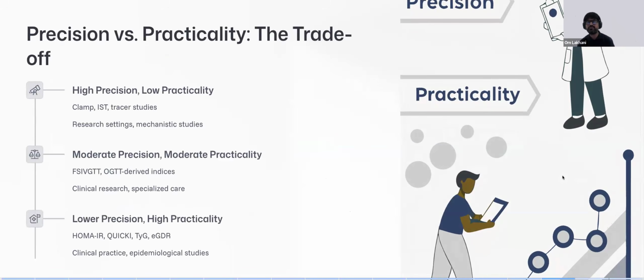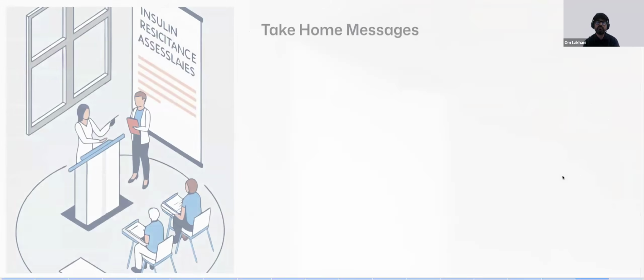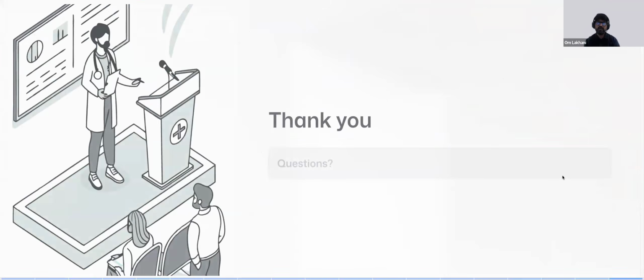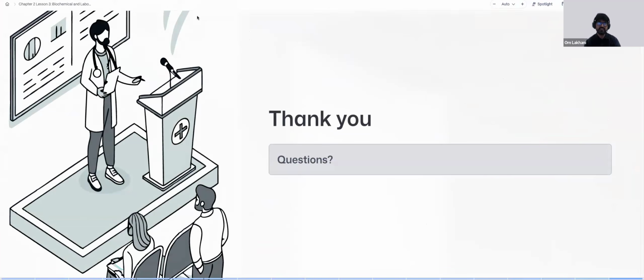So again, precision versus practicality. These tests do give us more insights, but whether they are useful in clinical practice, you have to be very careful. High precision, low practicality are clamp studies and tracer studies. Moderate precision, moderate practicality, I'll say the OGTT based tests. And low precision but high practicality are the eGDR and the triglyceride glucose index. So these are all more useful tests, right? Keep all these things in mind while doing a biochemical assessment.